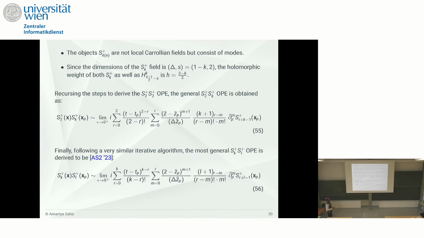And okay, so time, yes, there is no singularity in the time direction as well as the anti-holomorphic direction. The singularities are only holomorphic.